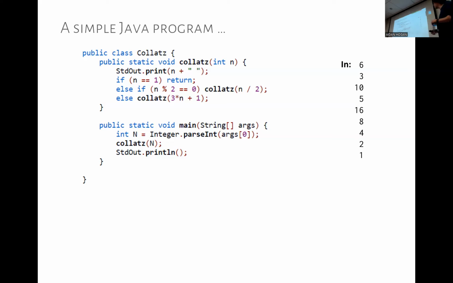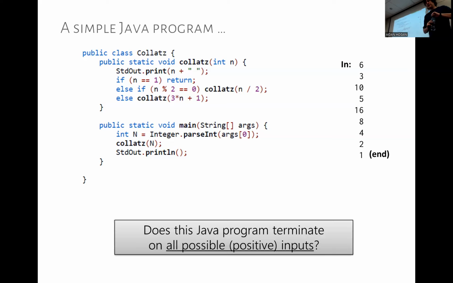The question then is, will this program terminate for any input integer? And nobody knows. This is an open problem. Of course, we can brute force it up to a certain point, and it returns for all of the integers we've tried, because if not, we would know. If we have one counterexample, then we know. So this is an open question: does this Java program terminate on all possible positive inputs? We don't know.